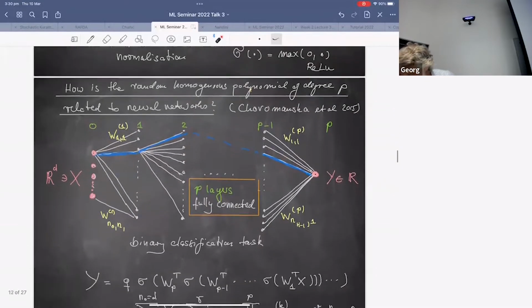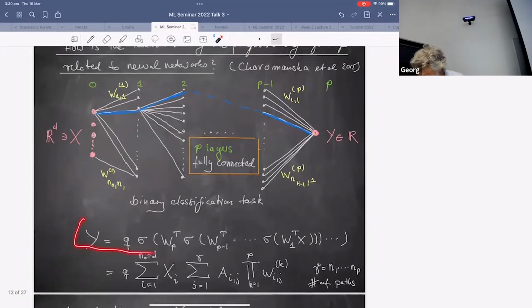Now I'm going to change the view on this. I'm going to rewrite this. This is the way we know how to do it, but instead by summing up over all the different paths that are possible. So the first sum here sums up over all the x_i's, over all the d, or let's call it n naught, components x_i. And then I start counting all those paths. How many are there? n1 times n2 times n3 times and so on, times np, a lot.